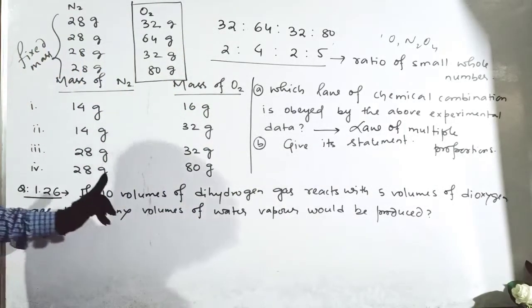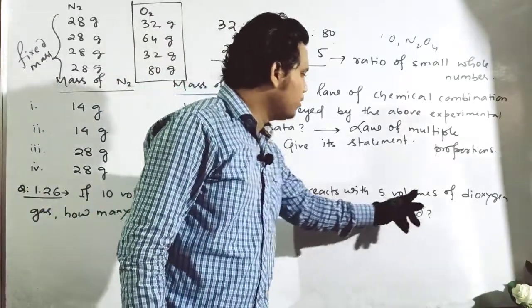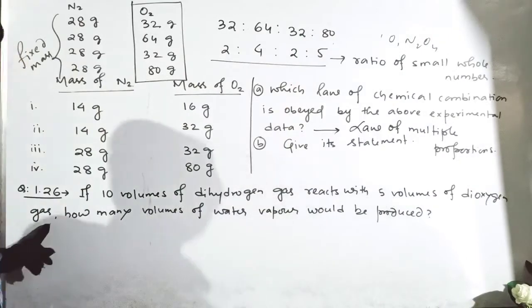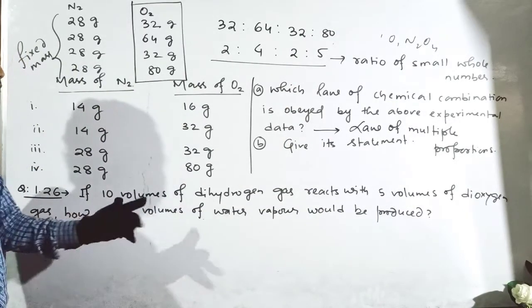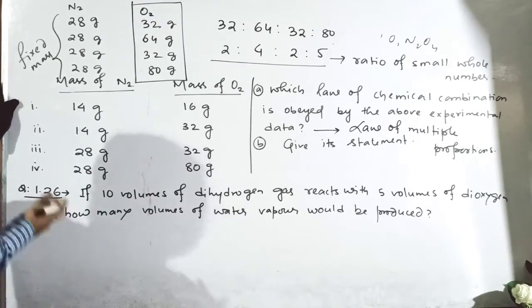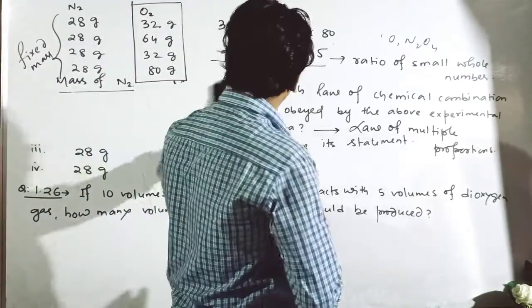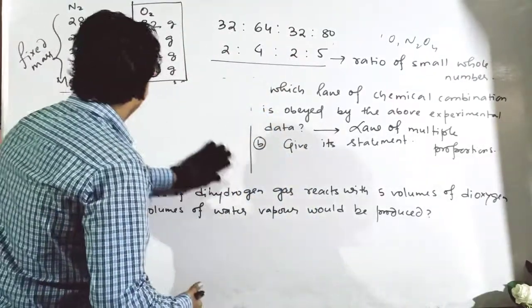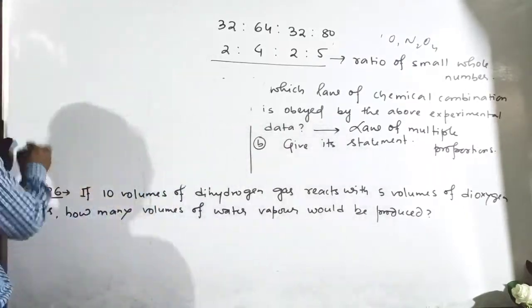1.26. If 10 volumes of dihydrogen gas react with 5 volumes of dioxygen gas, how many volumes of water vapor would be produced? So this is completed. You can pause the video and write it. Answer.